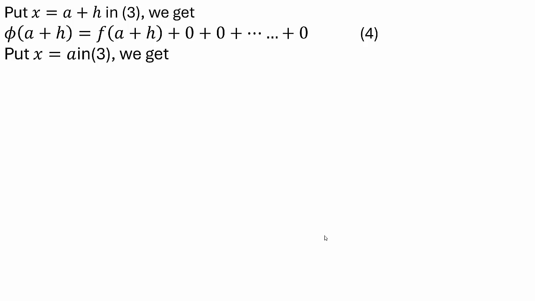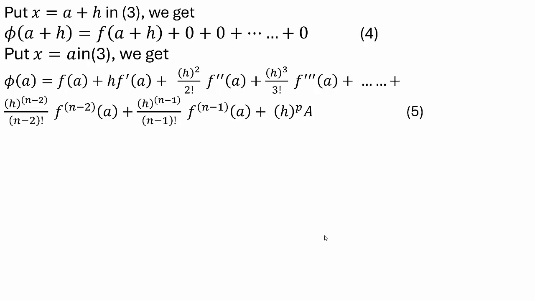Put x = a in equation 3, we will get phi(a) = f(a) + h f'(a) + (h^2/2!) f''(a) + (h^3/3!) f'''(a) + and so on, (h^(n-2)/(n-2)!) f^(n-2)(a) + (h^(n-1)/(n-1)!) f^(n-1)(a) + h^p times A.